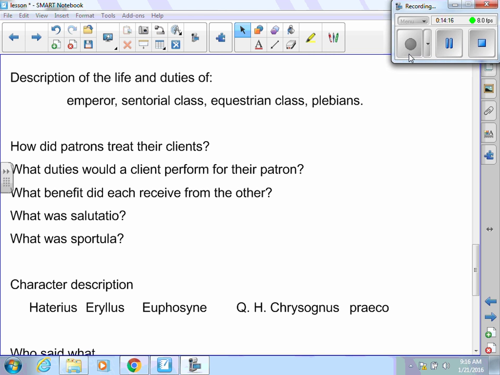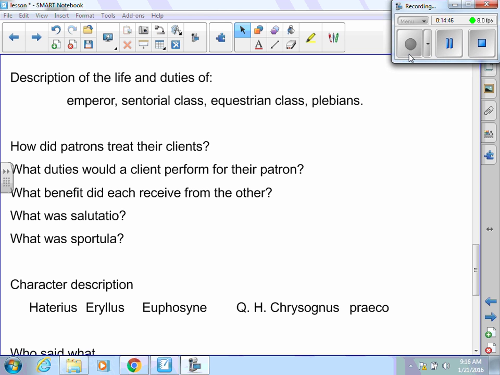What was salutatio? That's the beginning of the day for the patron. The patron would sit down and get a greeting in the morning by all of his clients. The clients would ask him, hey, what should I be doing for you today? And he would tell them, he'd throw some money at them, give them some food, give them a basket, whatever he was going to give them, he would make sure that they knew what their duties were for that day. What was a sportula? It would be a basket usually filled with a bunch of things that the client needed. Money, food, etc.